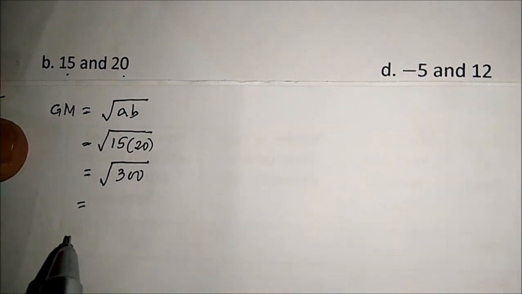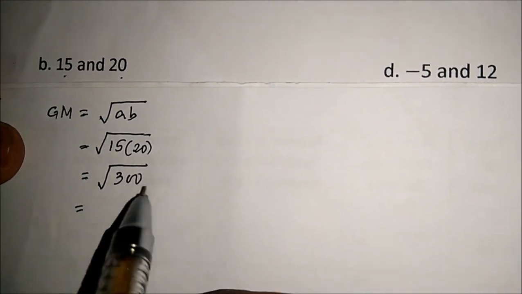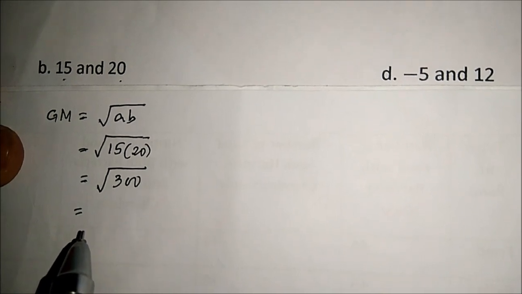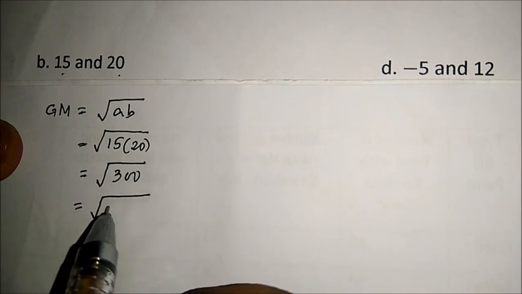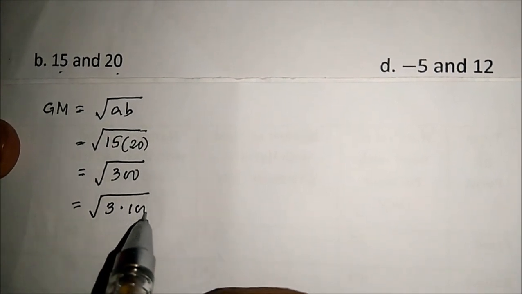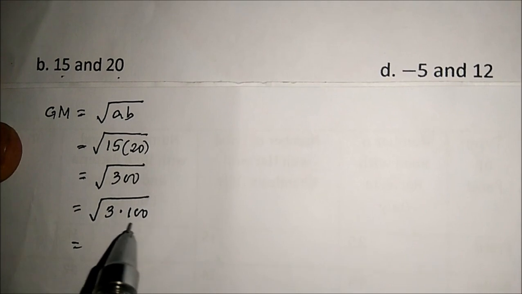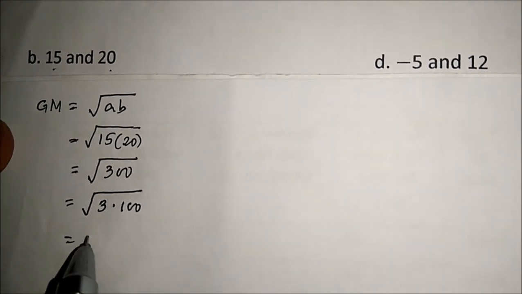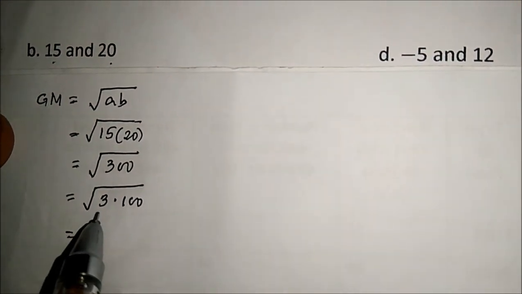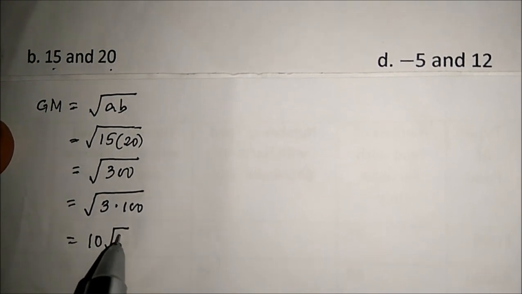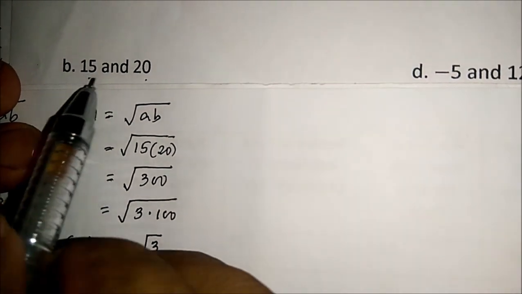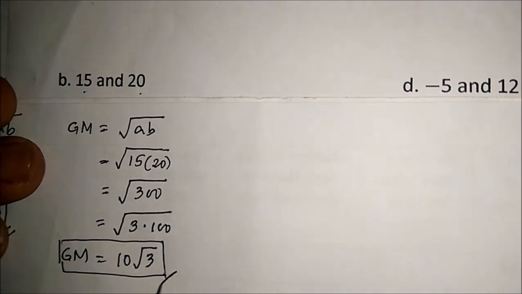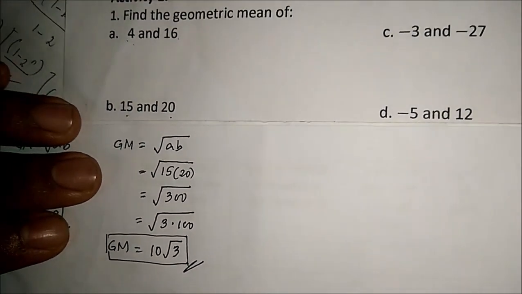Now since 300 is not a perfect square, then let's simplify the radical by factoring. So we have the square root of 300 can be factored into 3 times 100. So 100 is a perfect square, so just take the square root of 100, that would be 10. Since 3 is not a perfect square, then sa loob lang siya ng square root symbol. So therefore, the geometric mean between 15 and 20 is 10 square root of 3. That's simple. Now, let us have another problem.